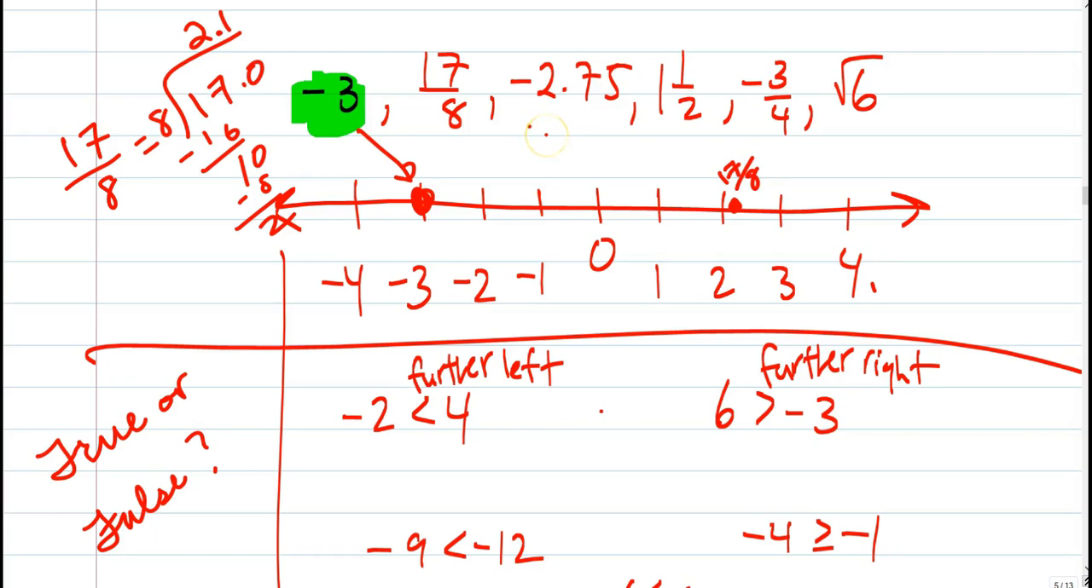Where's -2.75? Well, it's almost easier when they're decimals, right? That means -2.75 is between -2 and -3. 75 means it's closer to the 3, so we put that dot.